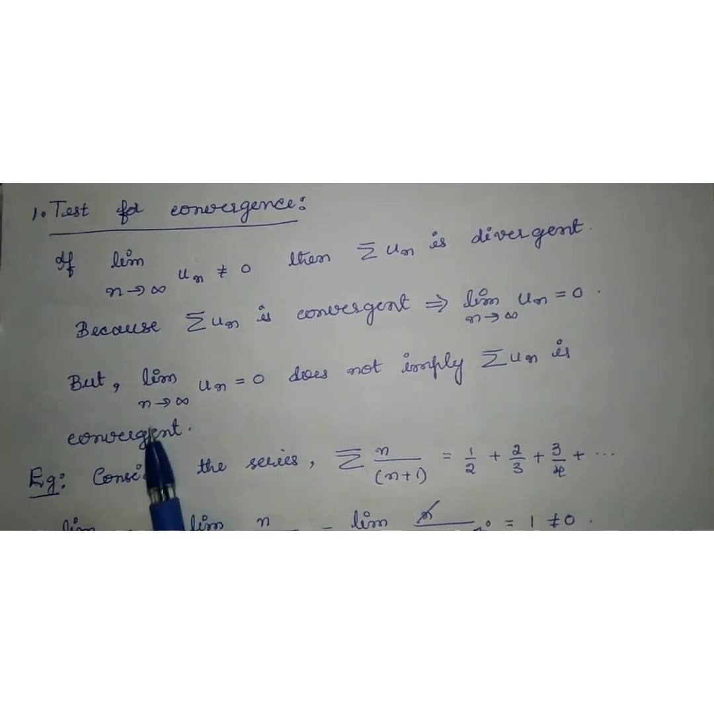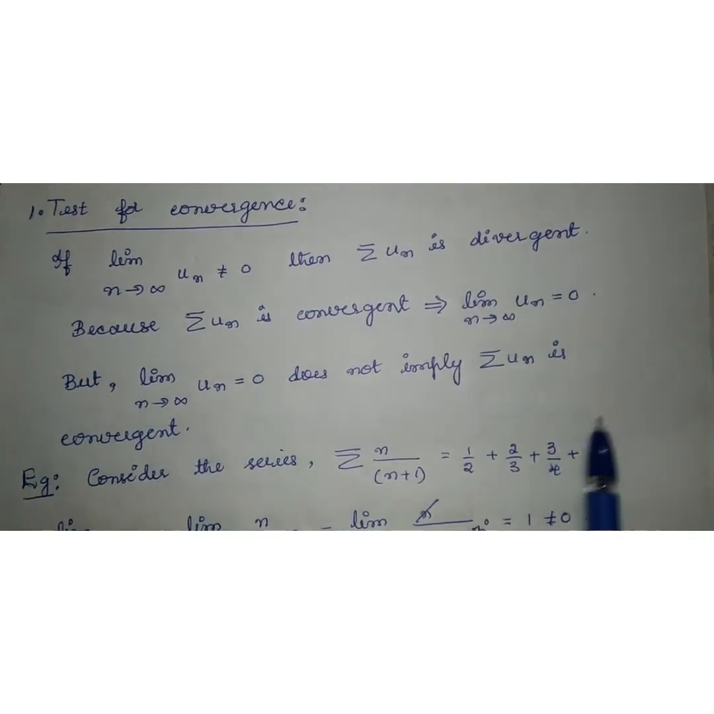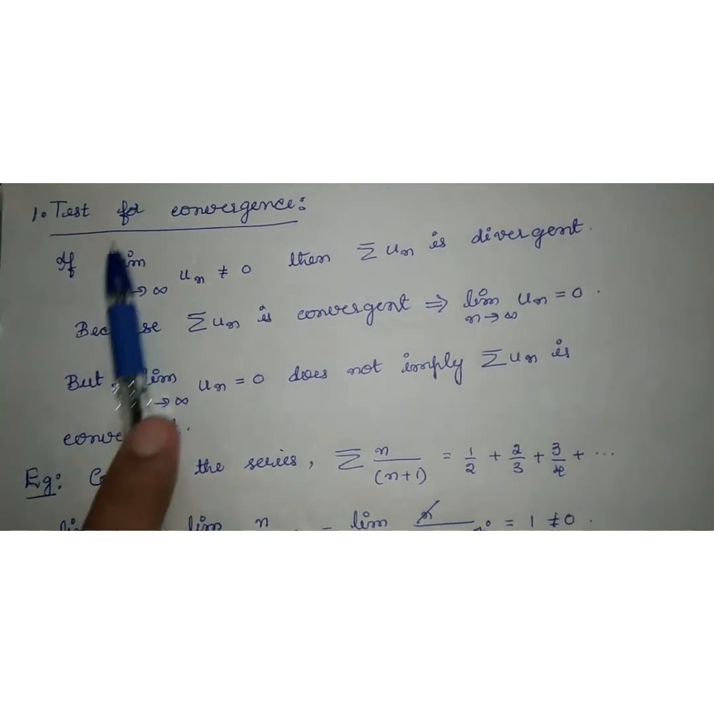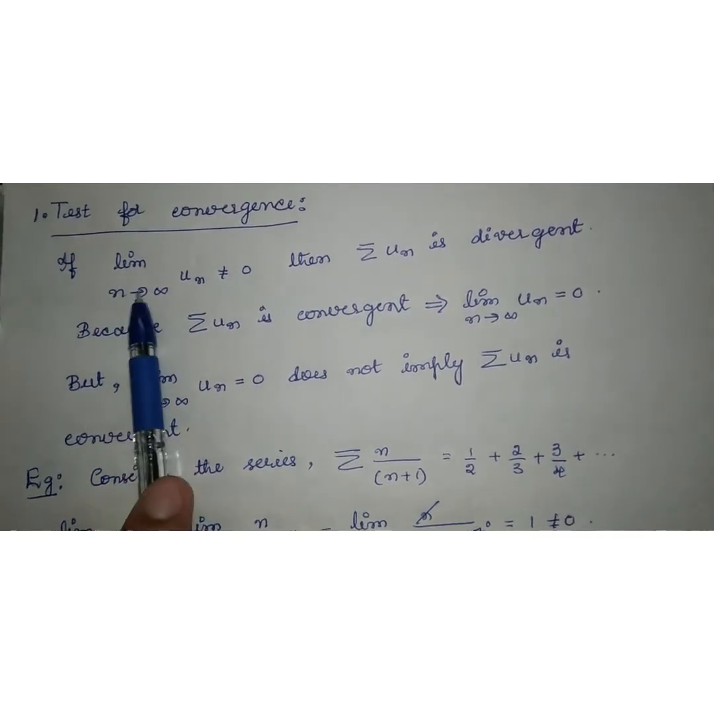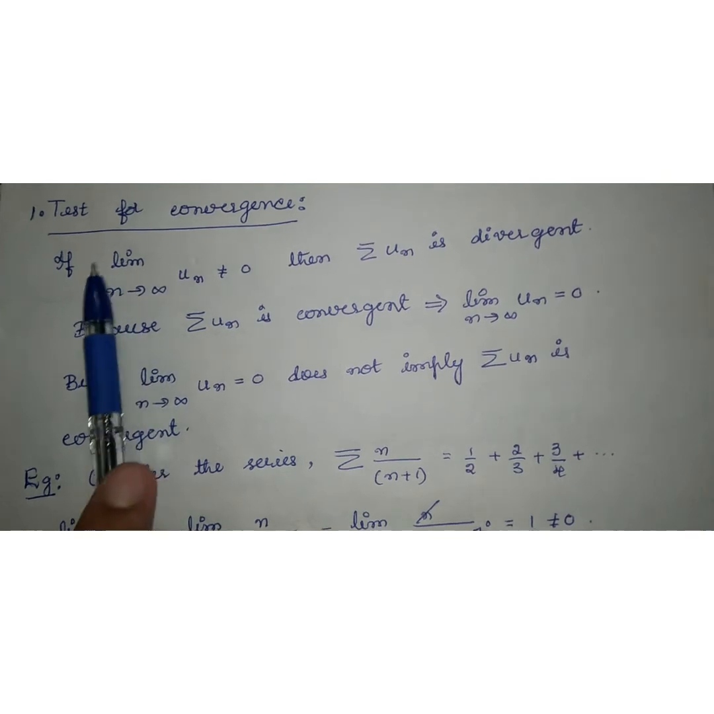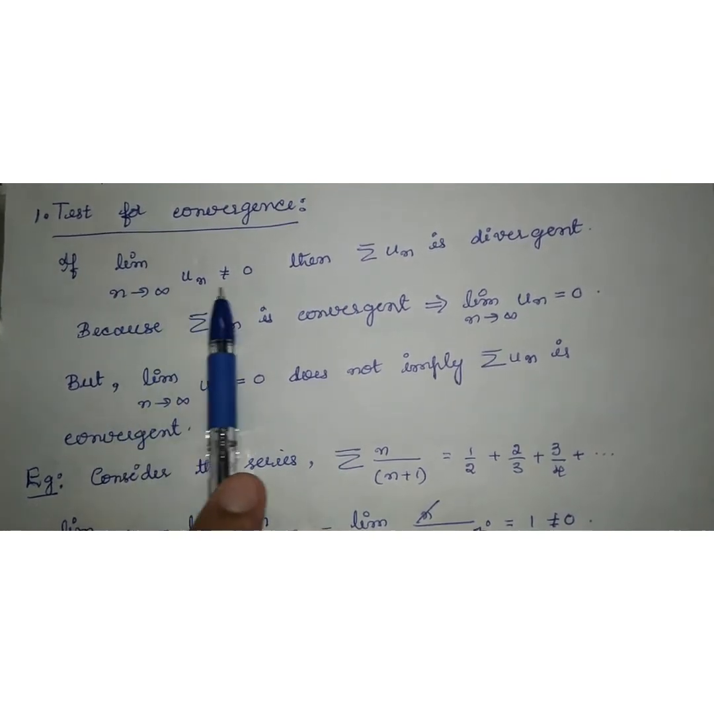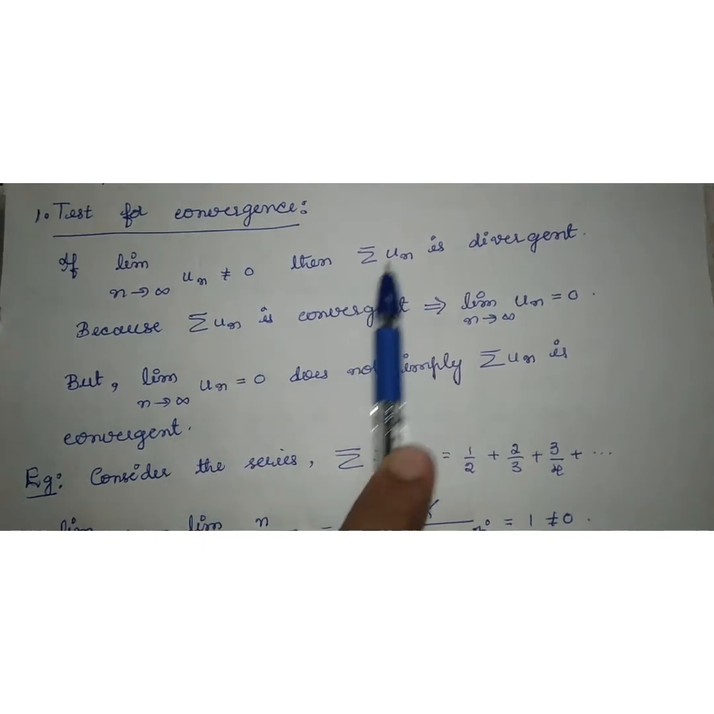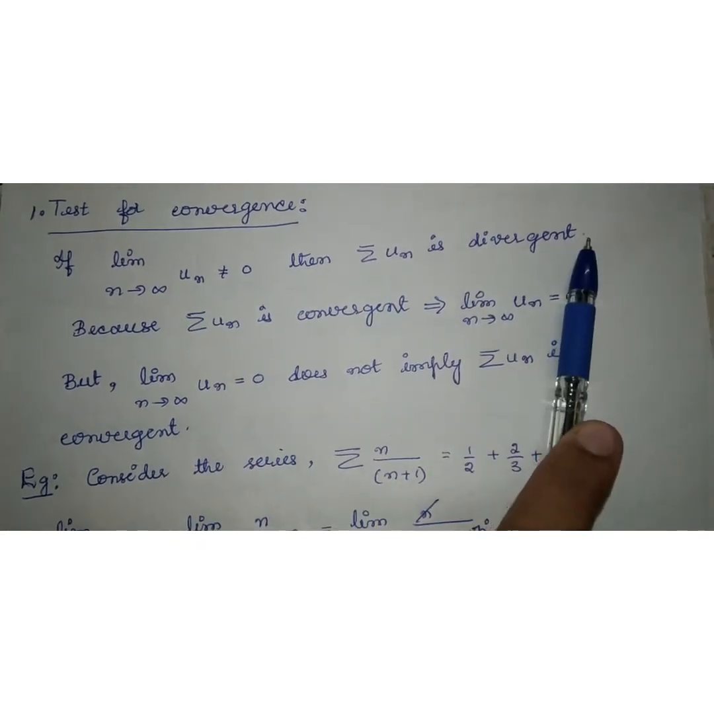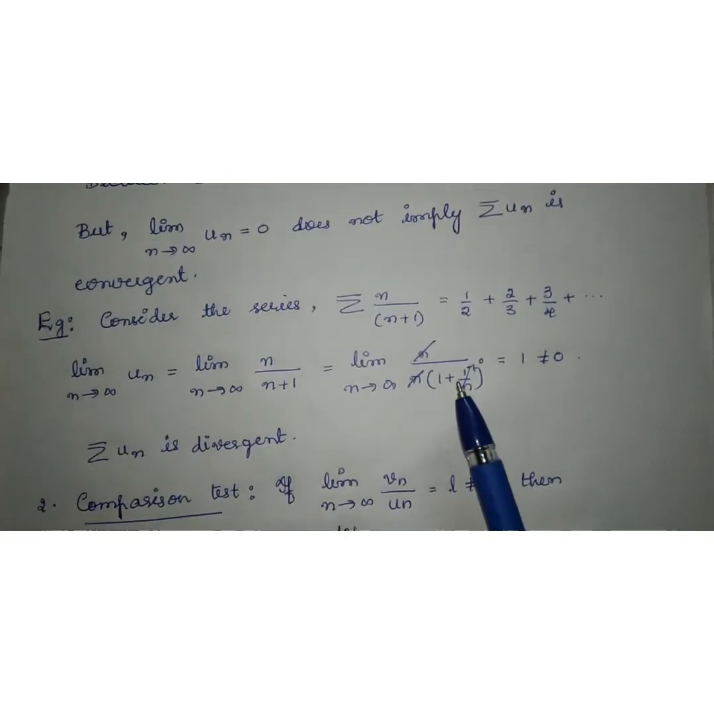So we should note this particular statement. The only thing we should remember and concentrate on is that whenever the limit of the nth term un when n tends to infinity is not equal to 0, then the series is divergent. Now I have an example on this.